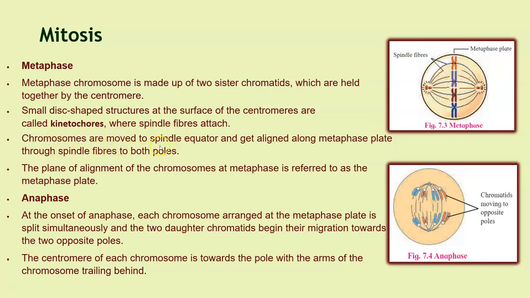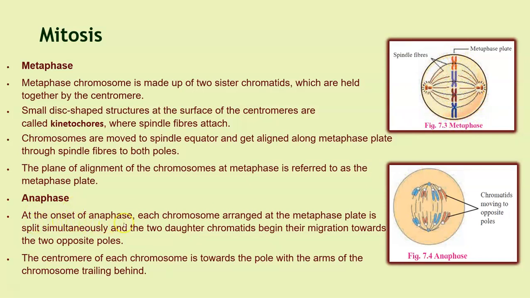Chromosomes are moved to the spindle equator. So this is your spindle equator, and it gets lined at this equatorial point. The plane of the alignment of the chromosome at metaphase is referred to as the metaphasic plate. So this line where they get aligned is called the metaphasic plate. Students, it is also said that chromosomes are best seen at the time of metaphase.